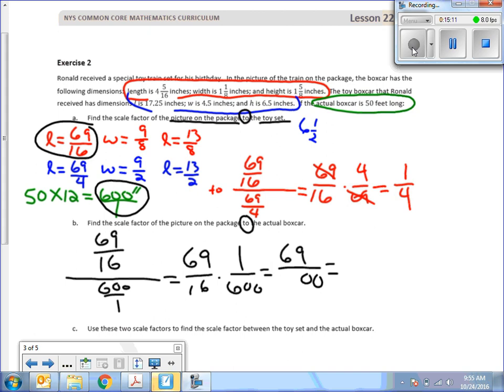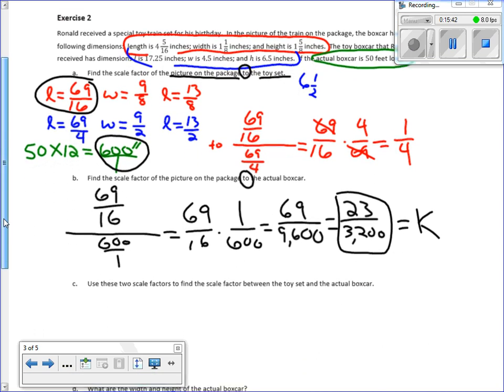6 times 6 is 36, so 3,6,9,600. And those are both divisible by 3. So if I divide 69 by 3, I get 23. And if I divide 9,600 by 3, it's 3,200. So the scale factor of the picture on the package to the boxcar is this, and that is our K, or our scale factor.